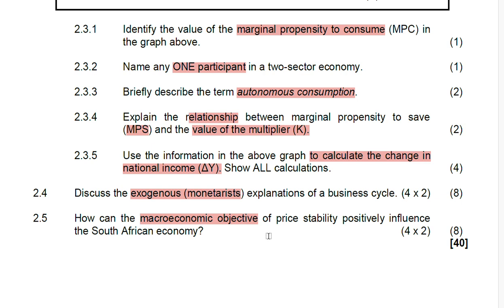Price stability helps to keep inflation expectations low, which reduces wage demands by workers and maintains industrial peace. So price stability helps consumers and businesses to plan and make informed decisions concerning saving, spending, and investment. The credit rating of South Africa may improve, which could lead to increased investment in the country. That takes us to the end of this question, which was question number 2.